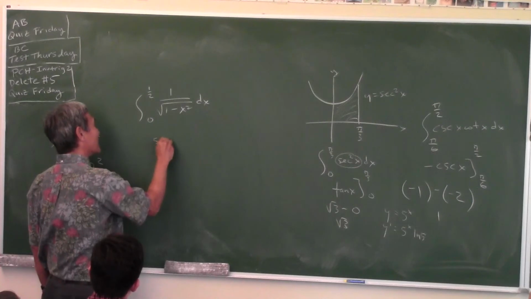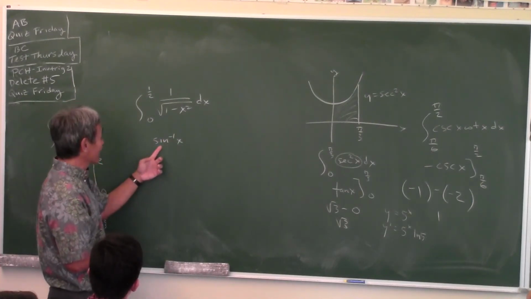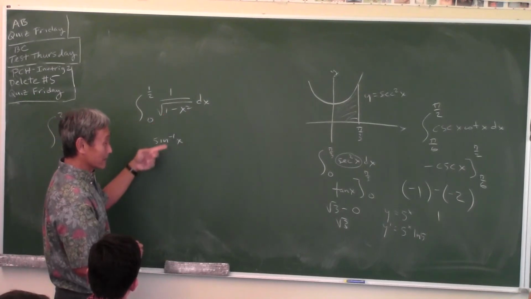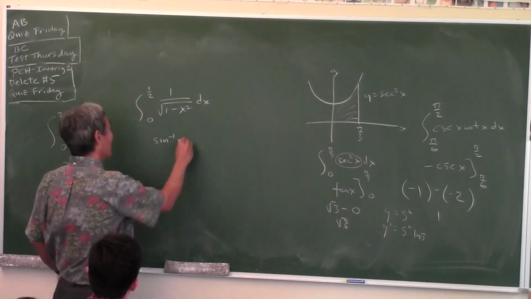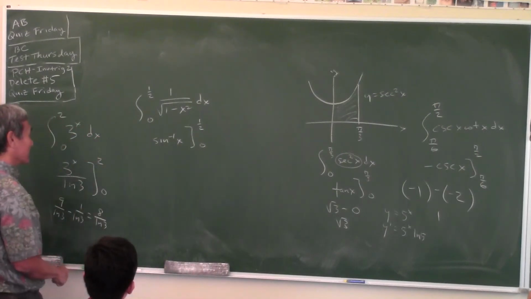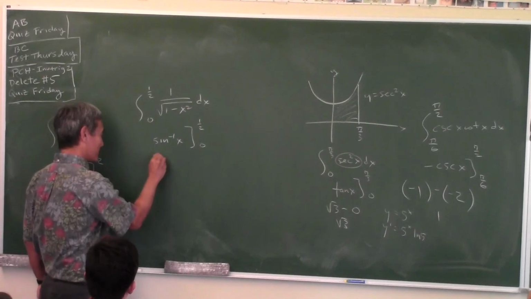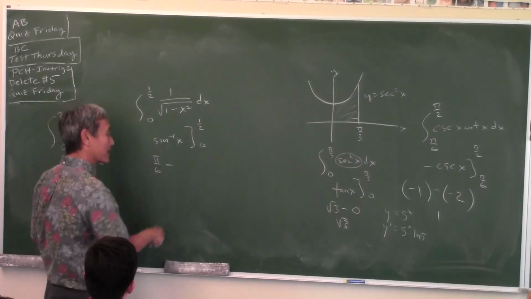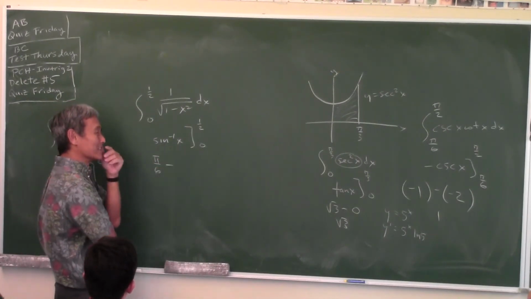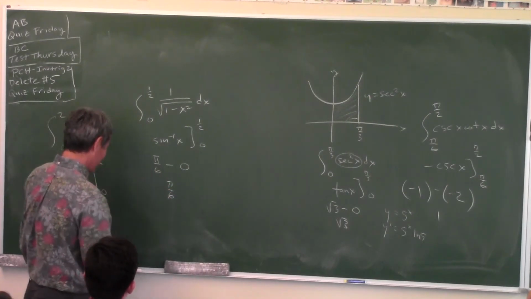Okay, I heard it. Sine inverse x. The derivative of sine inverse x is that. From 0 to 1/2. Plug in the top number. Sine inverse 1/2 means sine of what angle is 1/2? Okay, pi over 6. And then plug in the bottom number. Sine of what angle is 0? 0. Very good. So the answer is pi over 6. Easy.